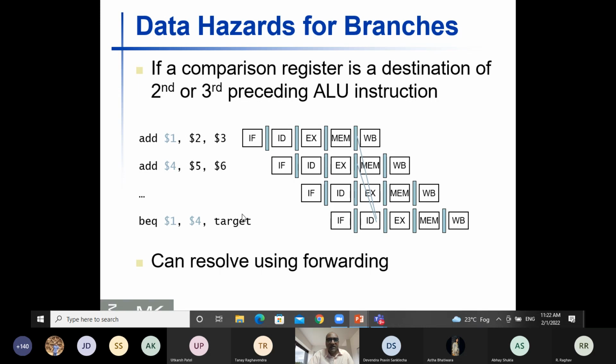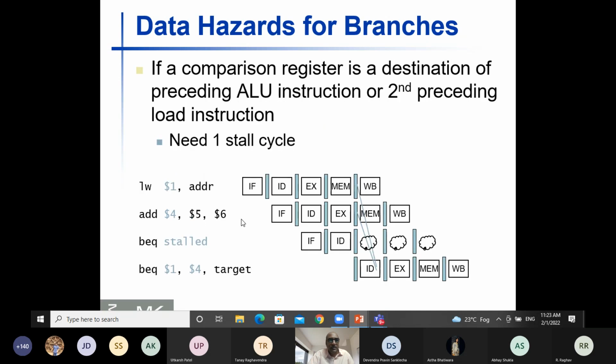Suppose the preceding instruction is some other instruction, where the destination register of this arithmetic instruction is one of the operands of the branch. At that time, you cannot forward. At that time, you need to stall. You can see that here.